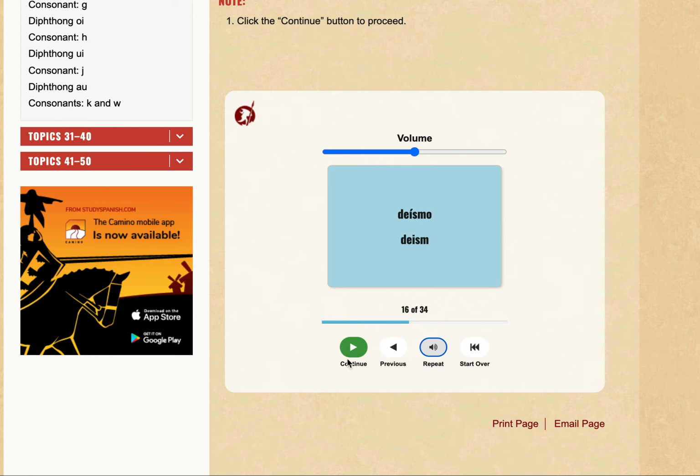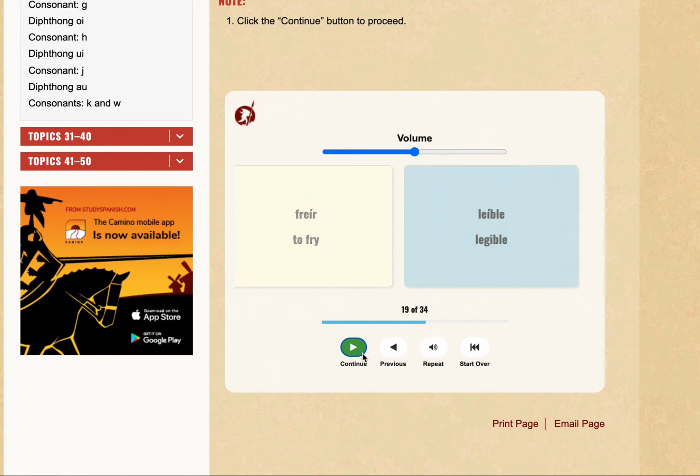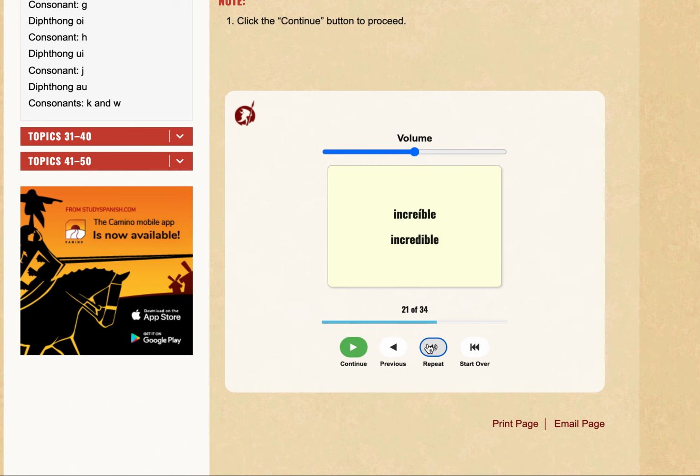deísmo. Reír, to laugh. Sonreír, to smile. Freír, to fry. Leíble, legible. Increíble, which means incredible.